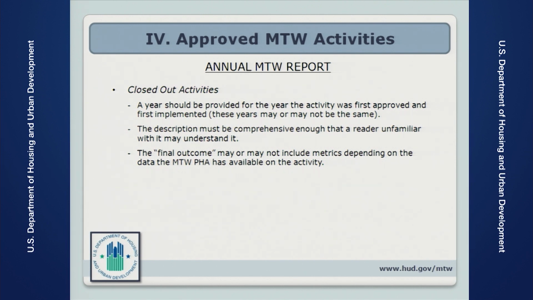Finally, the final category is closed out activities. Here, the same date information and descriptive information is required. And then you'll also provide final outcome information. This will be different depending on when the activity was closed out and whether or not the activity was ever implemented. If you have an activity, as Laurel mentioned, that we approved and for whatever reason you never moved forward with, you're not going to have outcome information on that activity as it was never implemented. So you'll just want to provide brief narrative information on why that outcome information is not available.